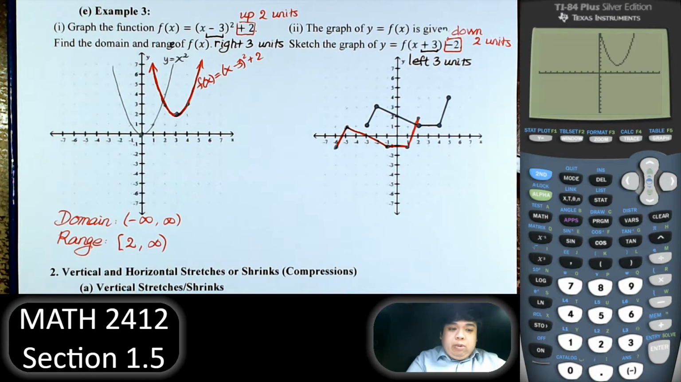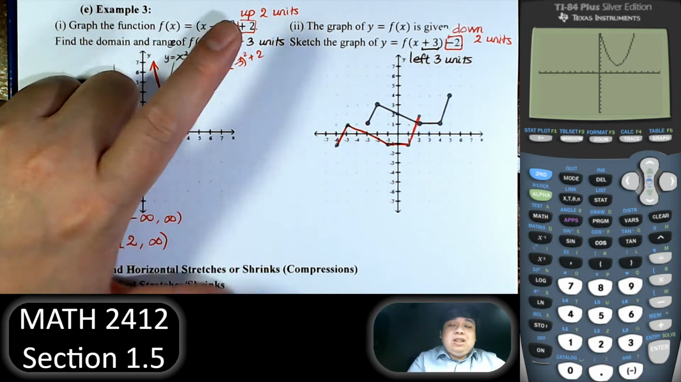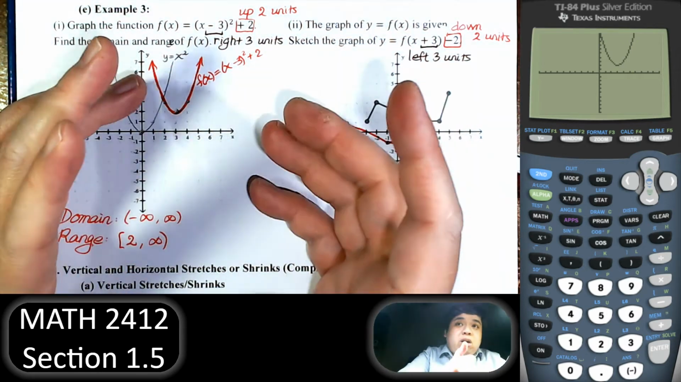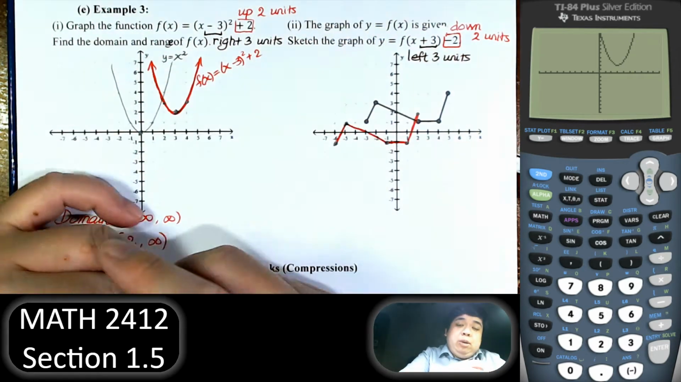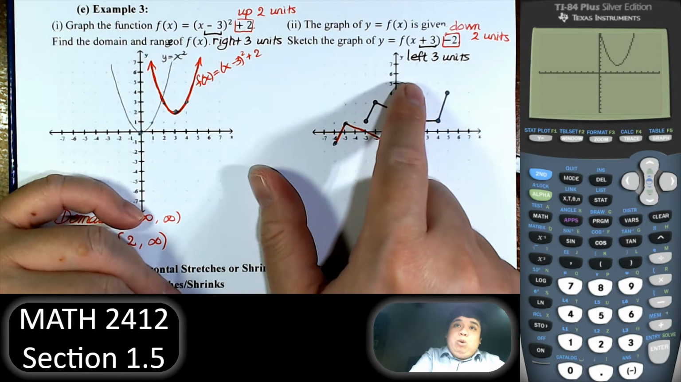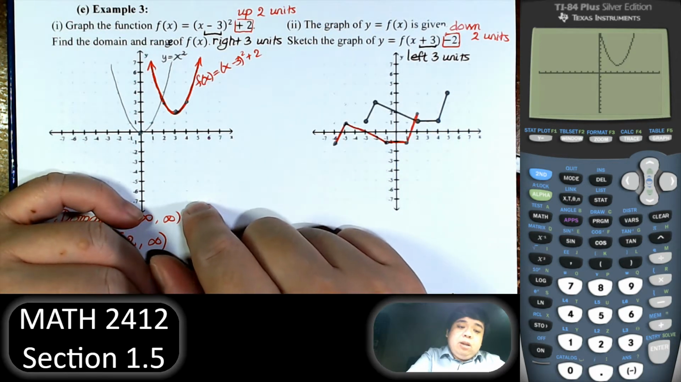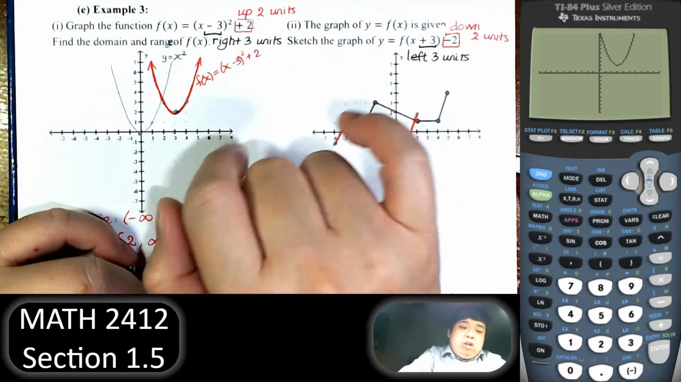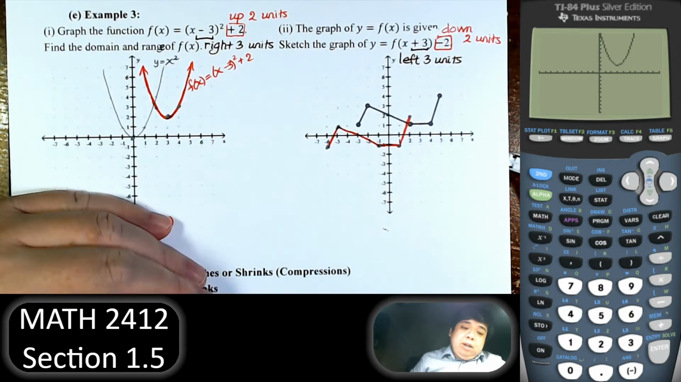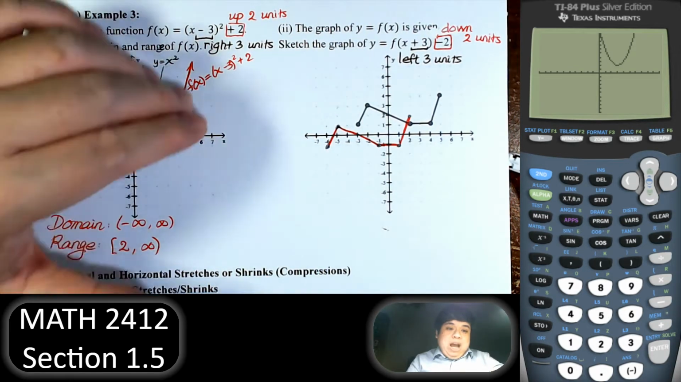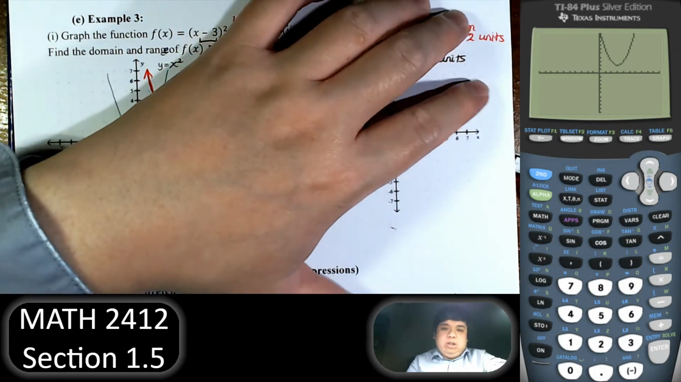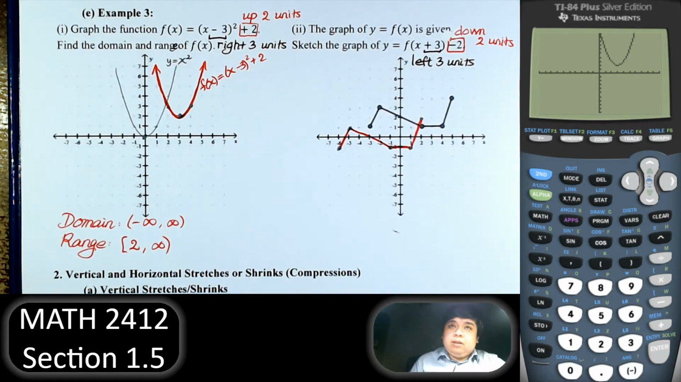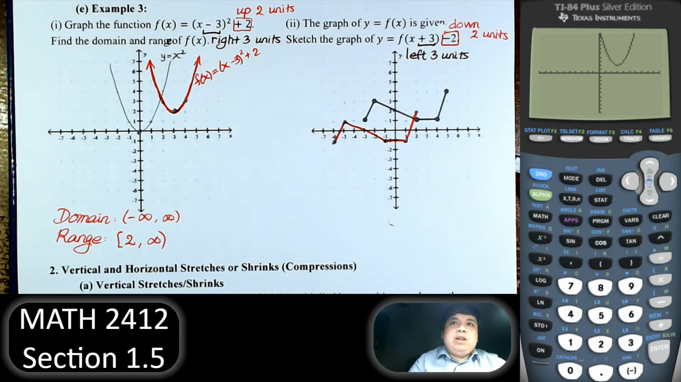So inside the parentheses, if we replace x by x minus something, it will go to the right. And if we replace it by x plus something, it will move to the left. And of course, that something is a positive number. Right. On the outside though, if we add something, we go up. If we subtract something, we go down. Once again, that something is positive.